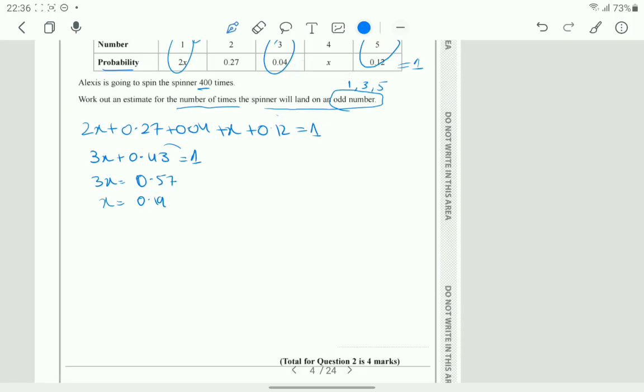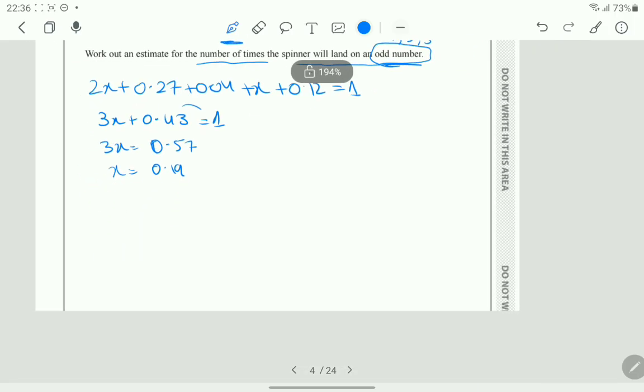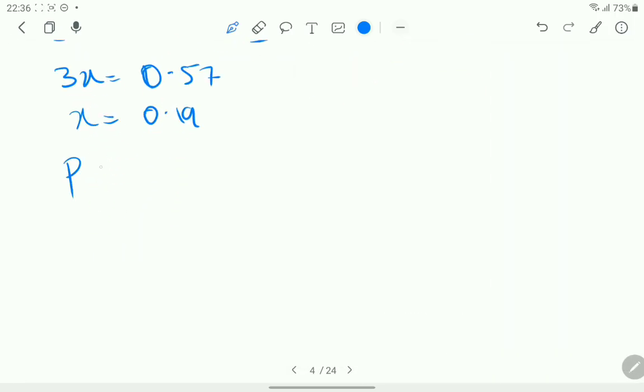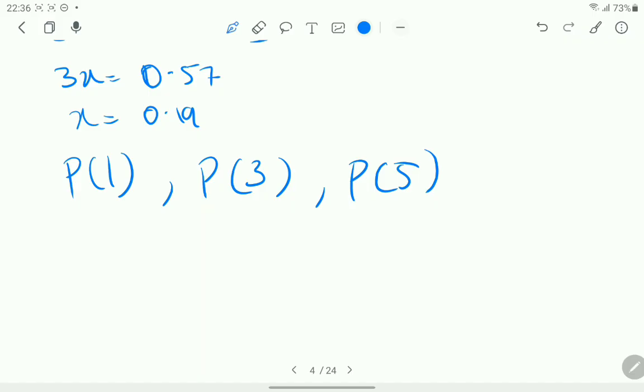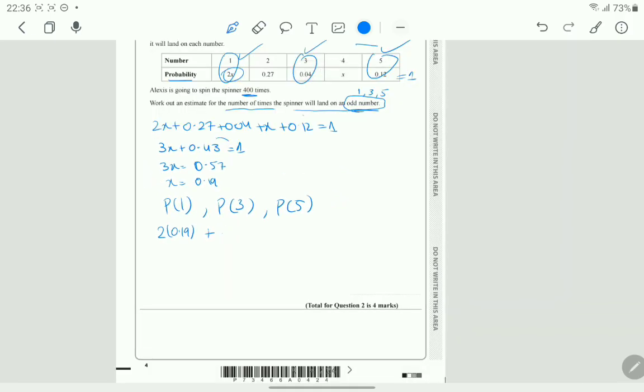The question asks us for the number of times it lands on an odd number when spun 400 times, and so far we just have the probability of it landing on 1 once. Let's calculate the probability of it landing on an odd number. Let's add the probabilities: 2 times 0.19, plus the probability of 3, which is given in the question already, 0.04, plus 0.12.